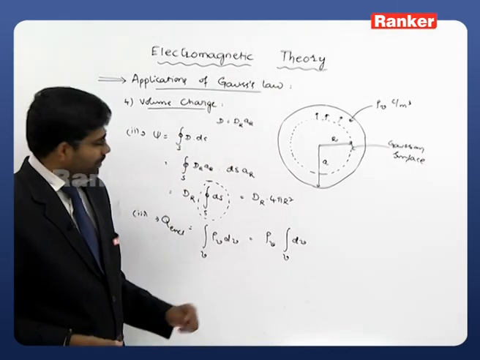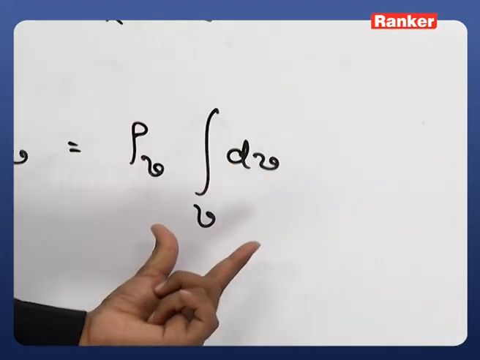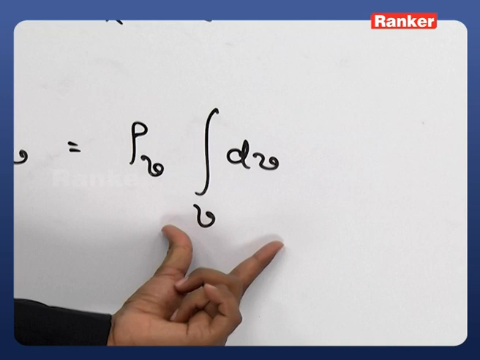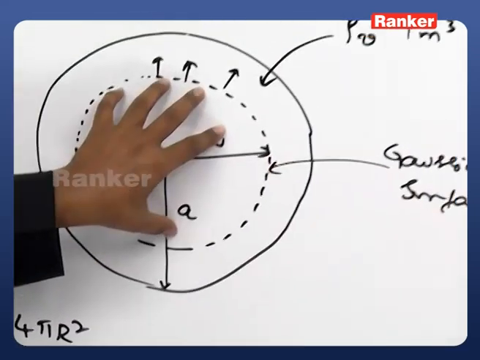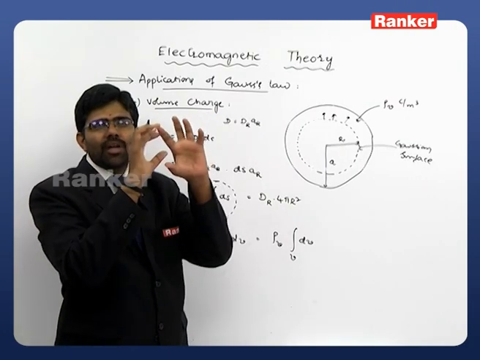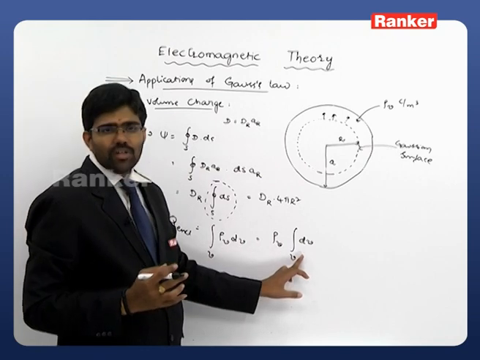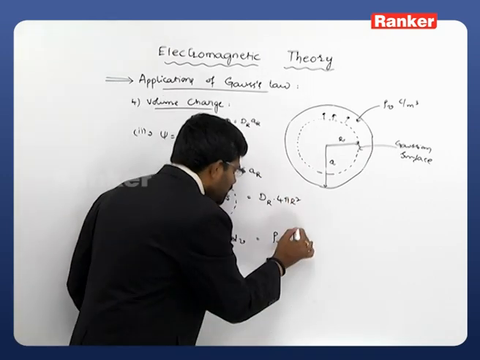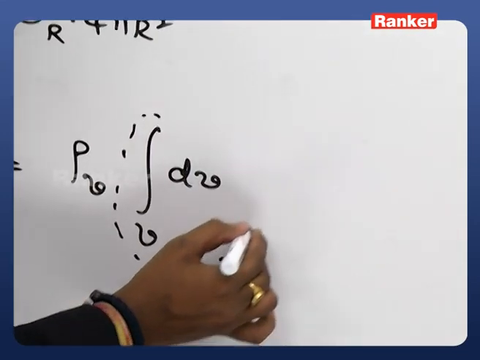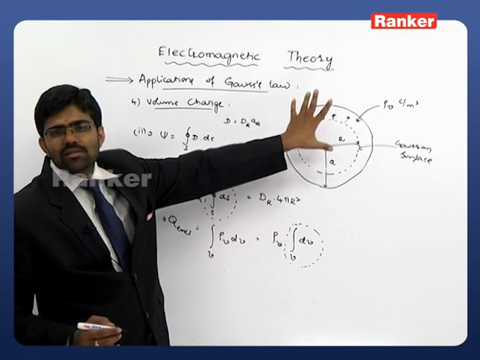Now what is the dv? The differential volume is integrated, so we will get the total volume. This total volume is the volume covered by the Gaussian surface, right? Since the Gaussian surface is a sphere, definitely it forms some volume. That volume we are supposed to observe here. Once again, don't go for any formula or calculation, just observation is important: this is the volume covered under the Gaussian surface.